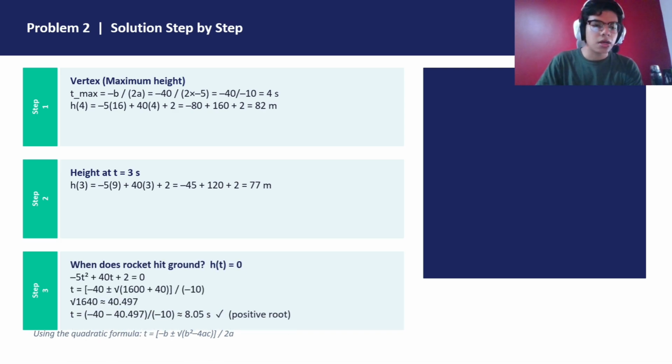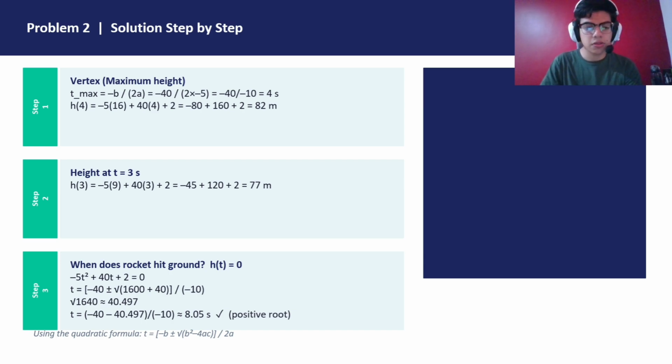For step 3, I forgot the step, but do you see it in the presentation? Step 3, when does the rocket hit the ground? h of t equals 0. So if h of t equals 0, t equals minus 40, plus or minus the square root of all of that, 1600 plus 40, divided by minus 10.